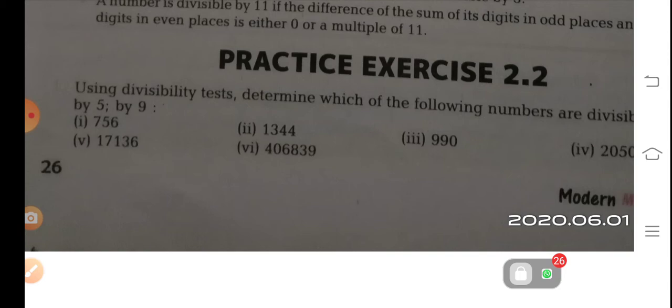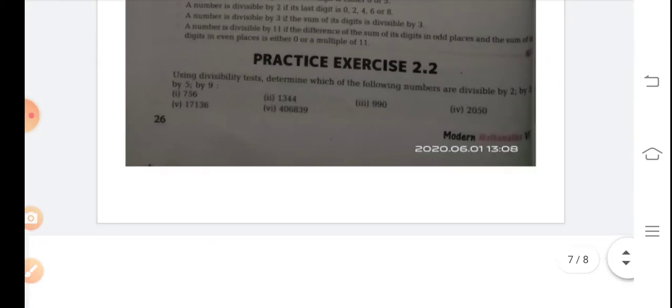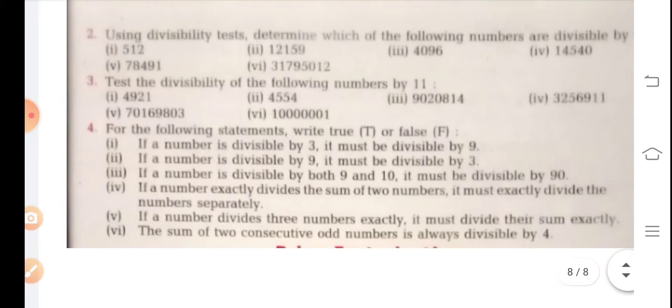Okay, so do you understand? Next you solve the problem. If you have any problem then you also say. So firstly you remember the divisibility rules. Okay, then you also solve the problem.